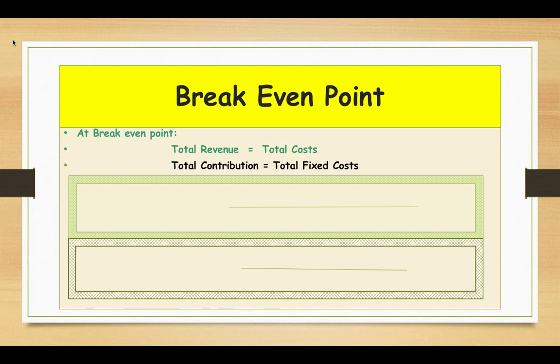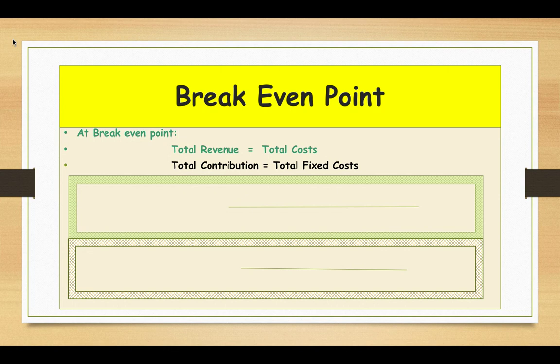Now, if you look at the marginal costing formula, which says sales take away all the variable costs equals the contribution, and contribution minus the total fixed cost equals the profit. So at break-even point, the total contribution is equal to the total fixed cost.